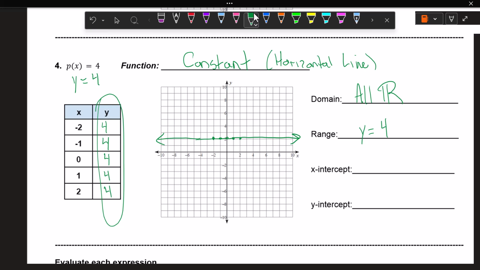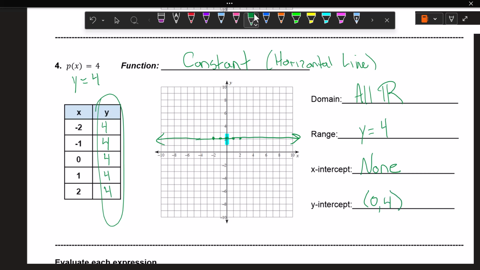Our x-intercept, we don't have any, do we? This line doesn't go up or down, so it's just going to keep going, and it's not going to intercept the x-axis. The y-axis, yeah, right here. So the y-intercept would be 0, 4.